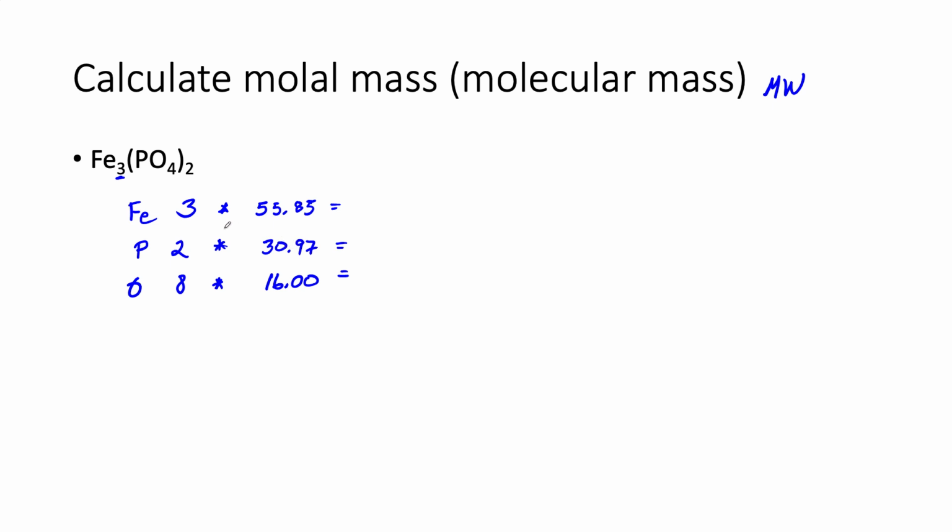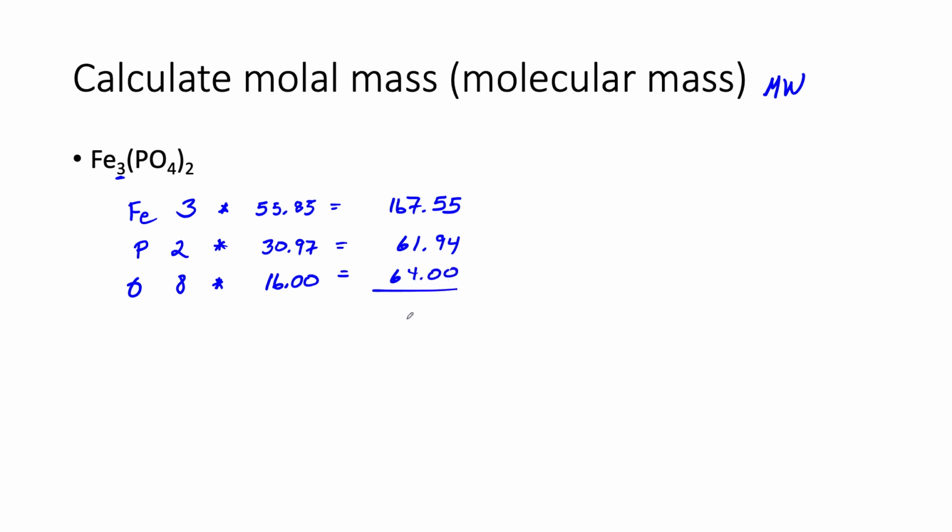So 55.85 times 3, because we've got three atoms of iron, and we're going to have 167.55. Then 30.97 times 2, and you're going to have 61.94. And then 16 times 4, and you get this nice even 64, and we'll write 64.00.